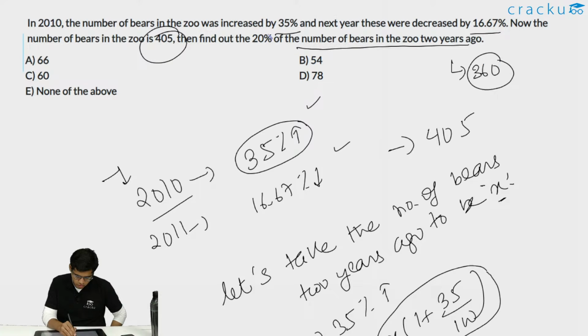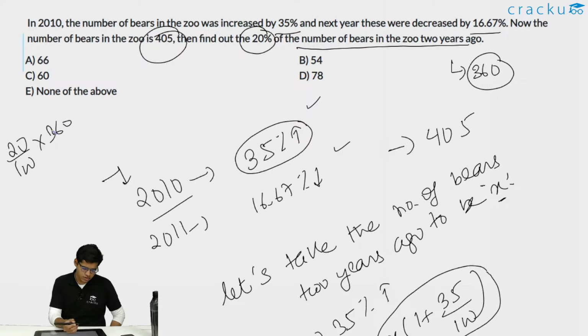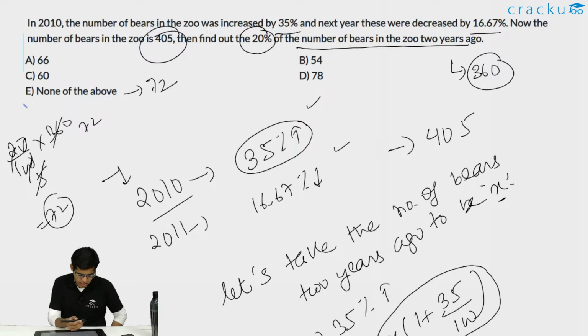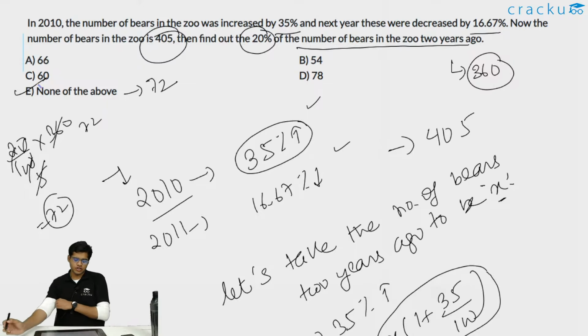But we need to find out what 20%. So 20% of 360. 20% of 360 is what, guys? It is 20 and 100, we can consider 5, and 360, it will be 72. So correct answer is 72. Option E is the right answer, right? There is no other option matching. So option E is the correct answer, which is 72.